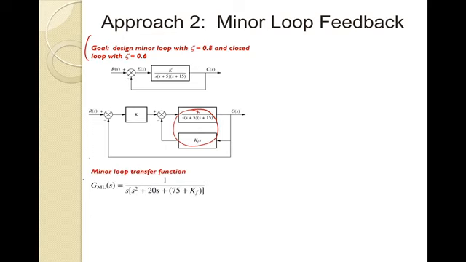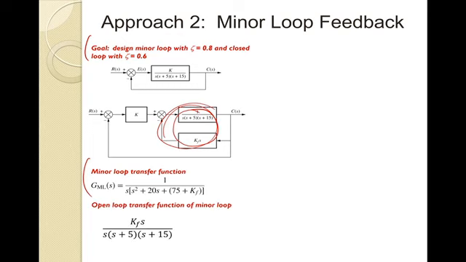Okay, so our minor loop transfer characteristic is going to be as shown here. So you can see, based on this minor loop, see if you can solve for that characteristic, that very simple, I think, transfer function. I'll leave that for you. Now, the open loop transfer function of that minor loop is just that product. Okay, so I just have KF S in the top, and then this is in the denominator.